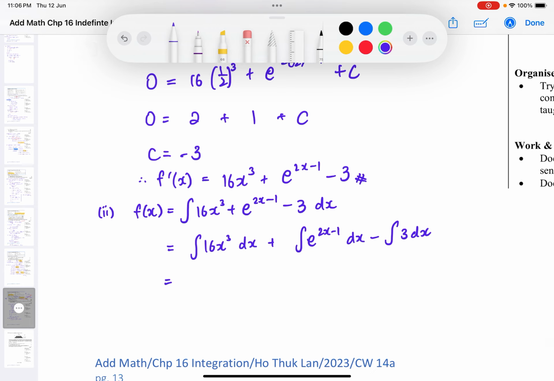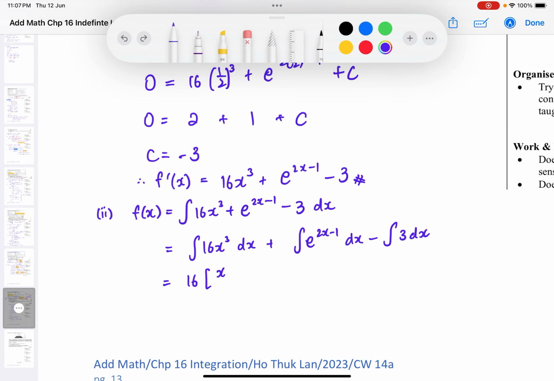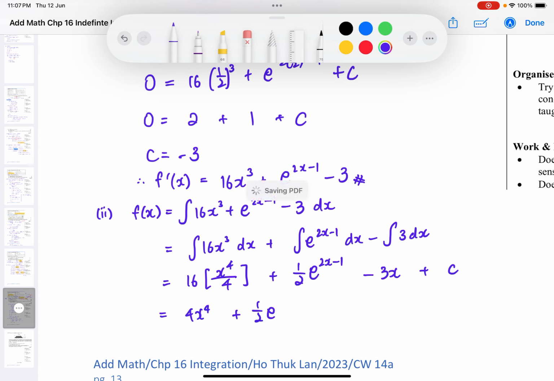Okay, then from here we will take out the coefficient, power plus 1 divided by our power, integrate, differentiate the power, and then the constant becomes x. Then plus c again. Alright, and then over here I can simplify this a little bit.